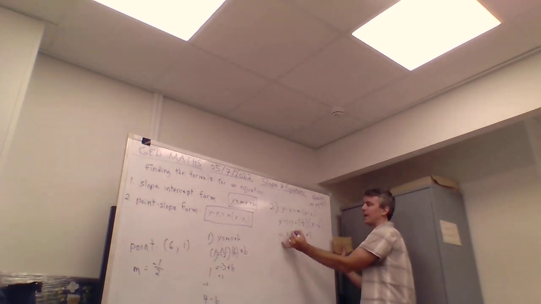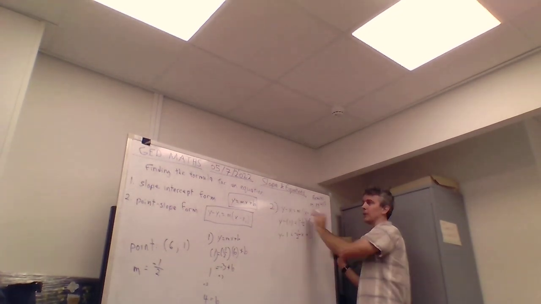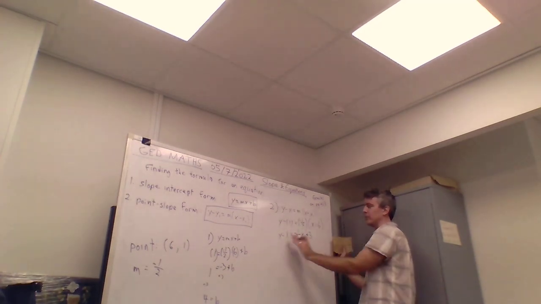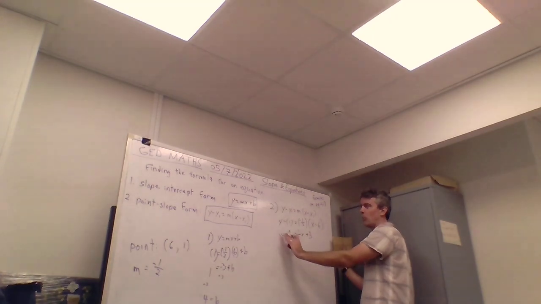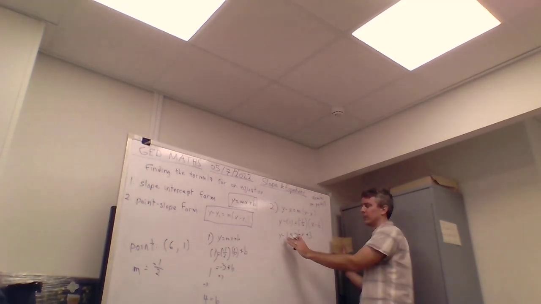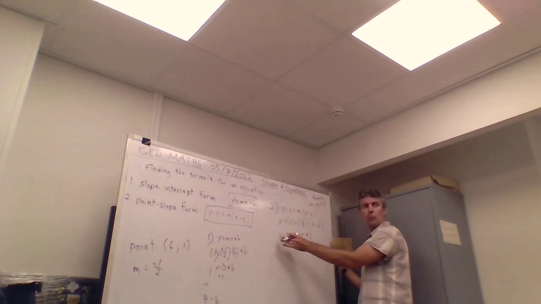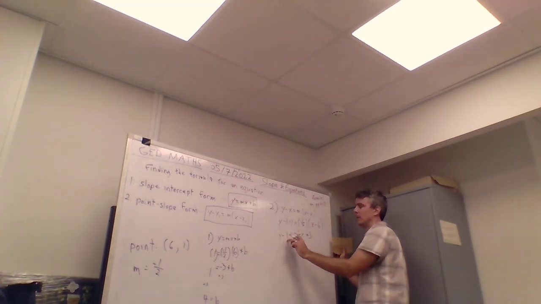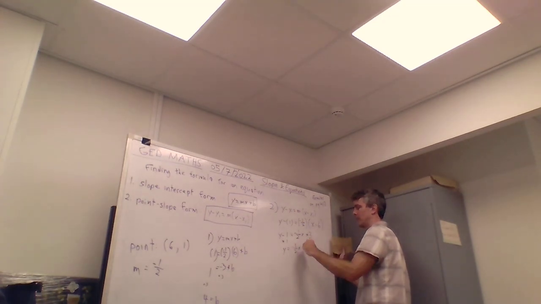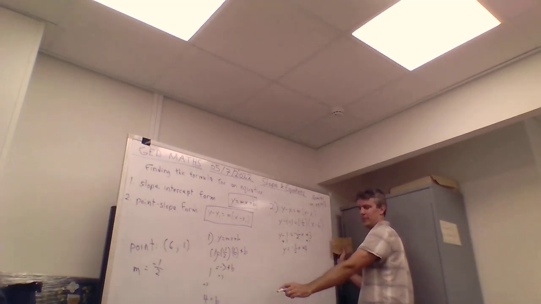Now we want to get y by itself on this side. That's the key thing when you're doing point slope form. You plug them in and then you solve. You do whatever you can to get y by itself. You still want it to be in this format in the end. So to get y by itself, we add 1 to each side. That leaves us with y equals negative 1 over 2x plus 4. That's it.